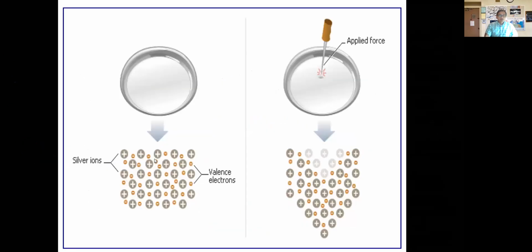All right, so let's imagine what we have here. Here are silver ions, and we have the valence electrons, the sea of electrons there. With each silver ion, remember, let me draw this in, each electron is basically insulating, separating the positive charges from one another. They don't repel one another. All right, so here it is.